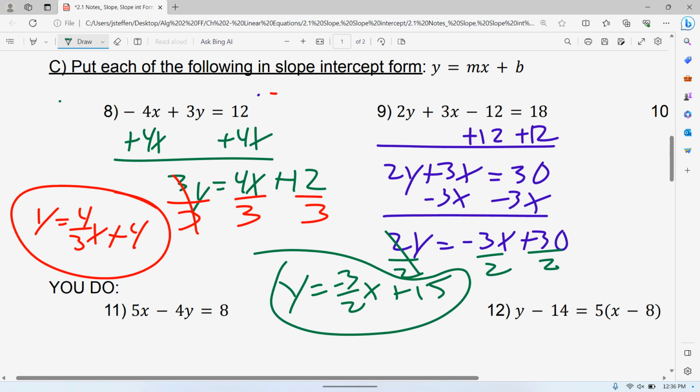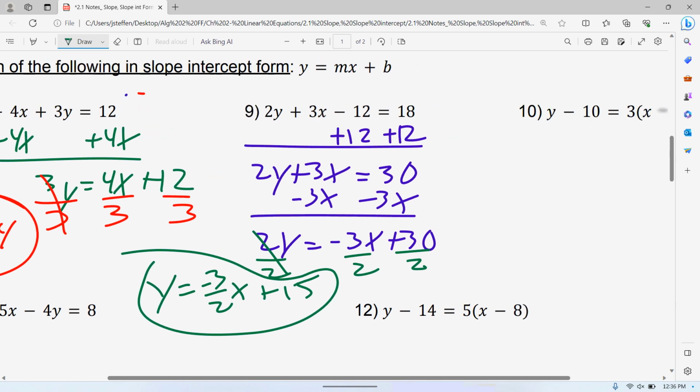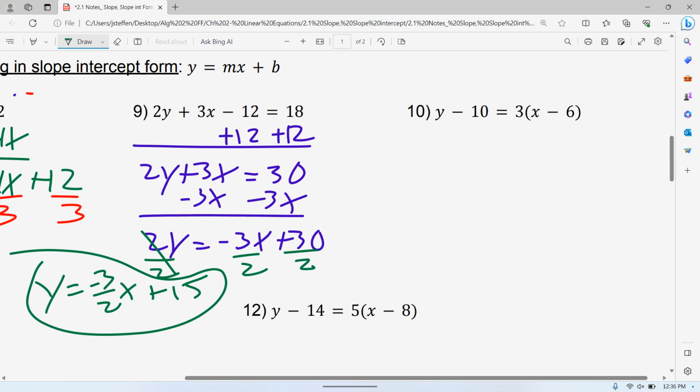And the last one is actually a little introduction onto something we are going to learn about probably either Friday or Monday. But take that number and distribute that. So we have y minus 10 is equal to 3x minus 18.